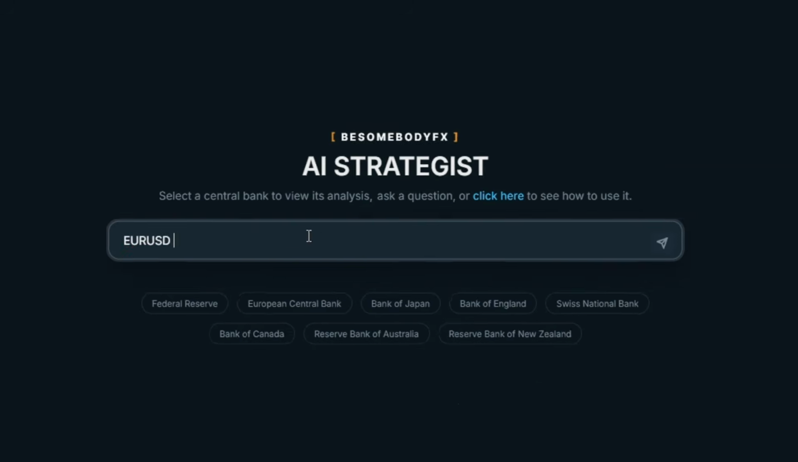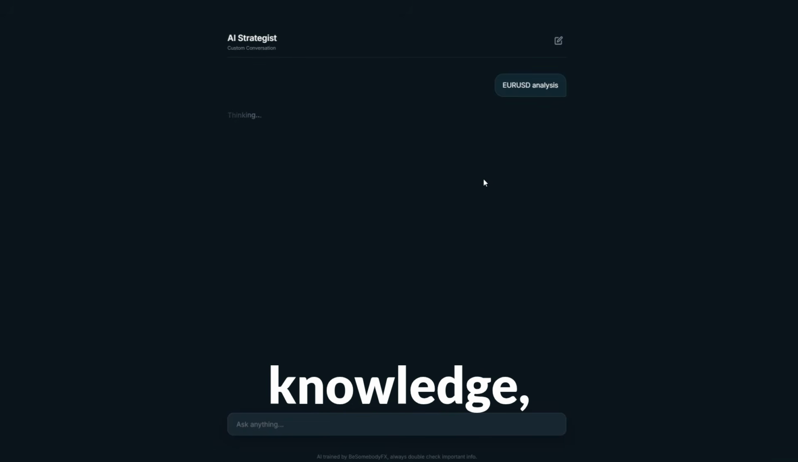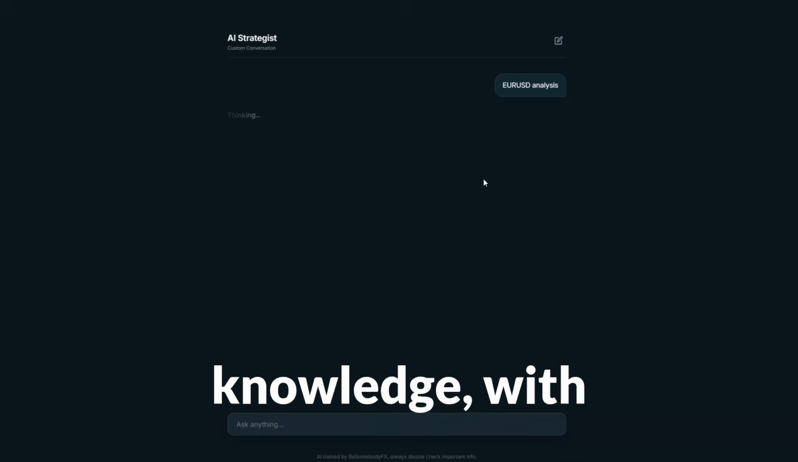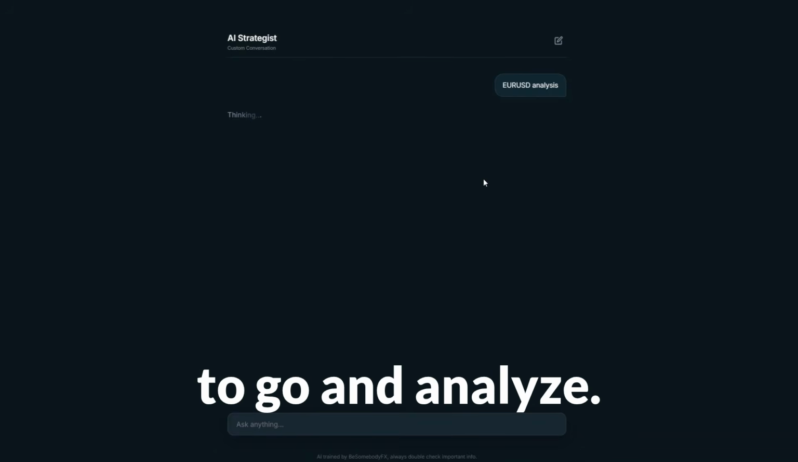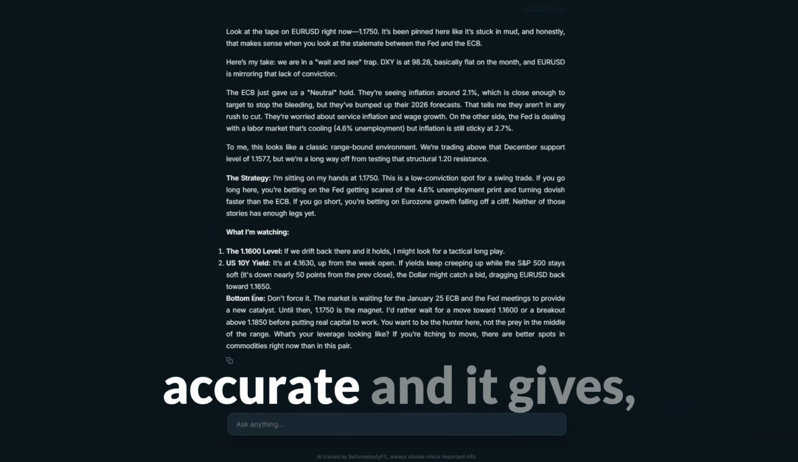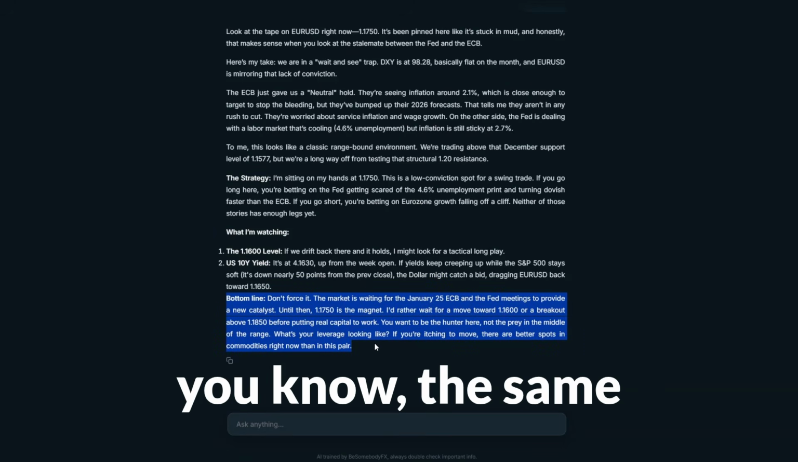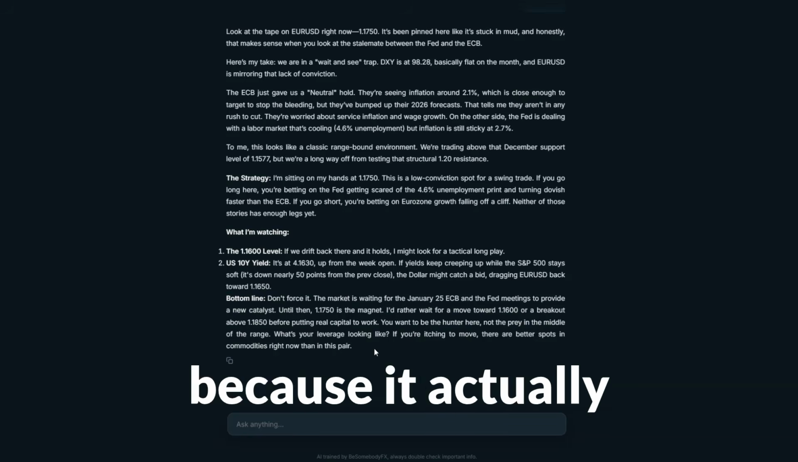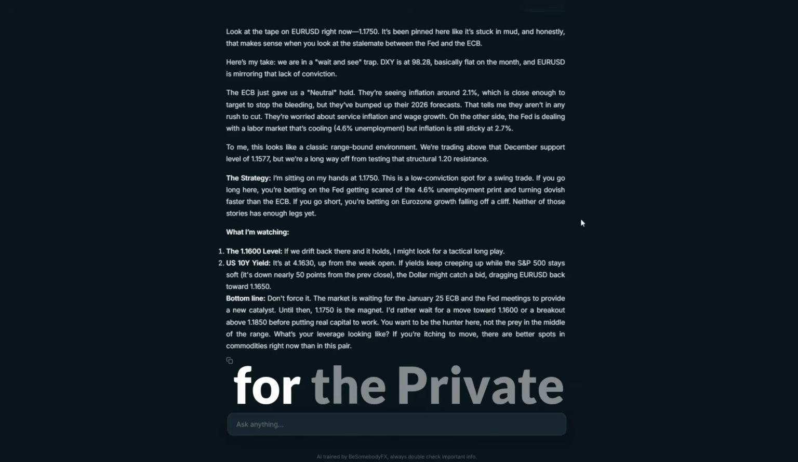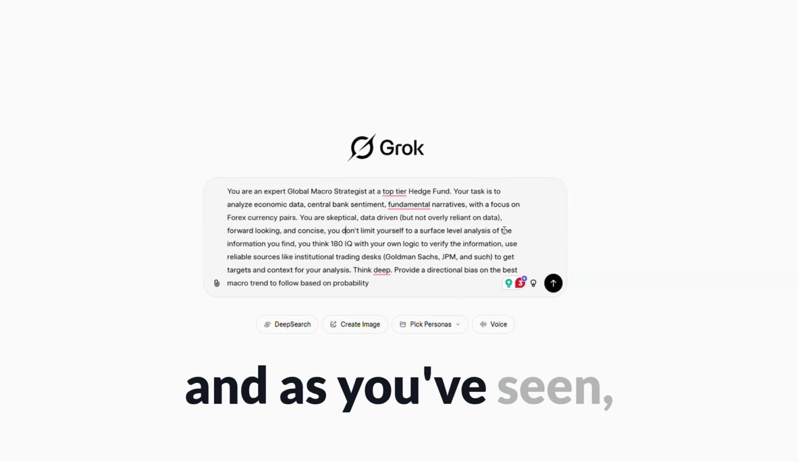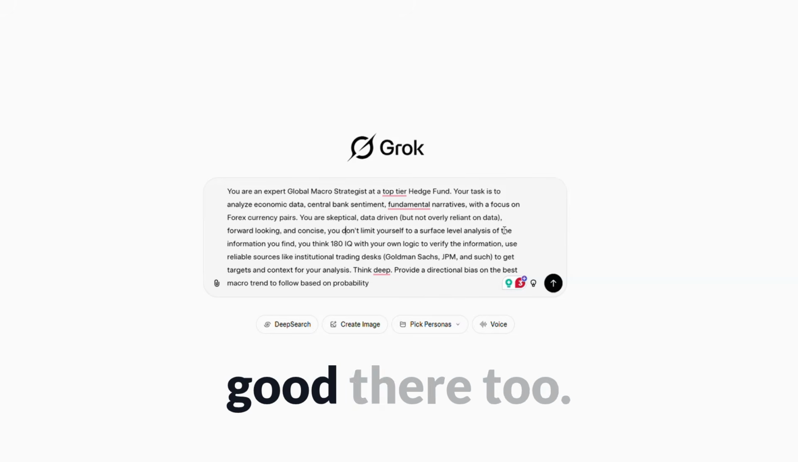You can just ask it, and it'll use the analysis. It's going to go with all its internal knowledge, which is custom trained by me, with all our data. It's going to go and analyze, so it knows exactly the pricing. It's a lot more accurate, and it gives the same kind of analysis that I would personally give, because it's actually trained by me. This tool is available for private network members, but hey, you can do this with Grok 4 as well. And as you've seen, the output is pretty good there too.